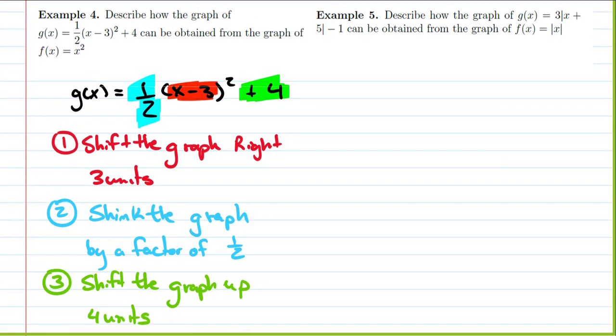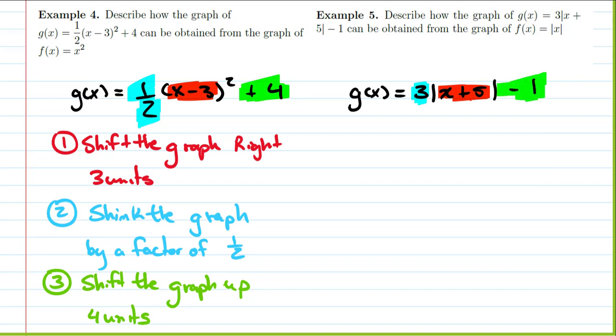So we do the same analysis with our next function. So once again, we have the following function. We have g of x is equal to 3 times the absolute value of x plus 5, take away 1. And so we can do our same analysis. We have our 3, we have our x plus 5, and we have our minus 1.